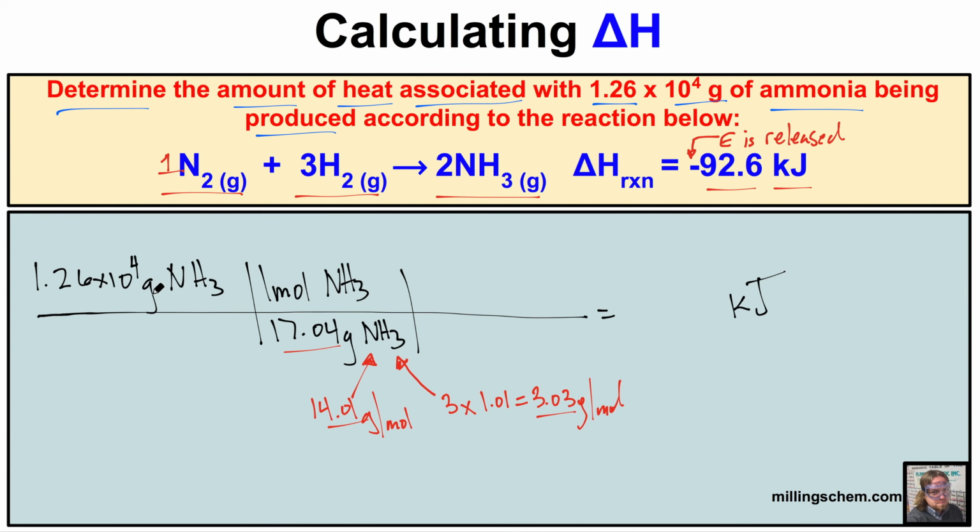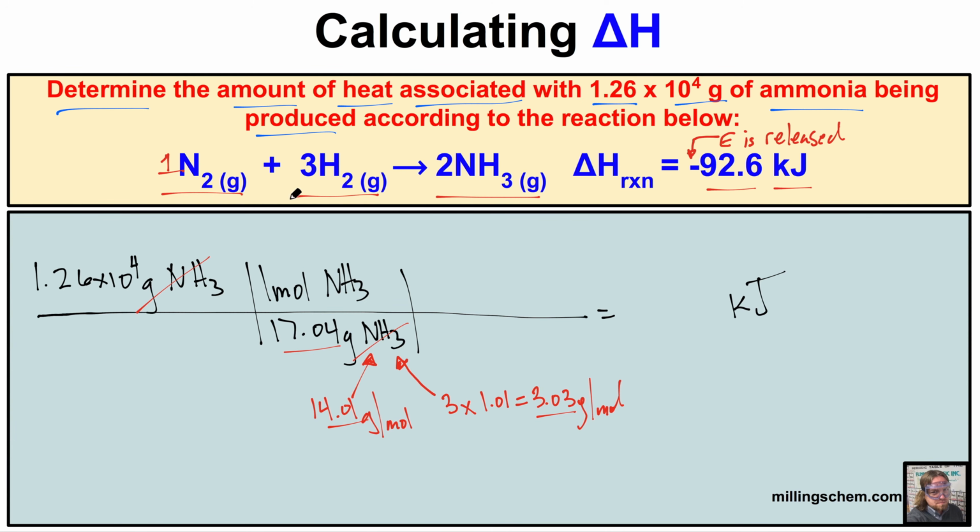So if we take a look now, the grams of ammonia is going to cancel with this grams of ammonia, leaving us with moles of ammonia. However, we want to know how much energy or heat in kilojoules is going to be released during this chemical reaction. So we have to take it a step further.